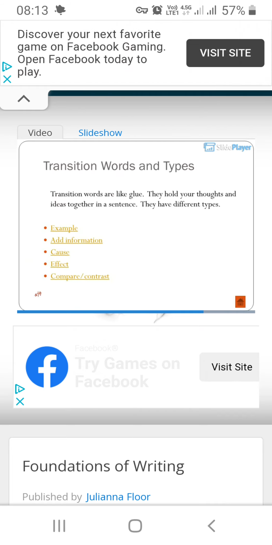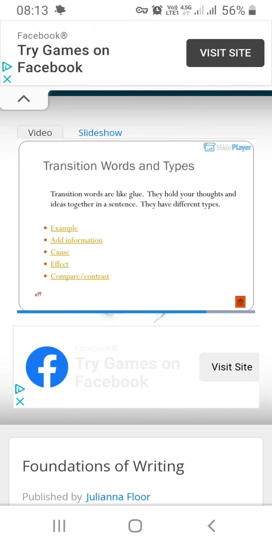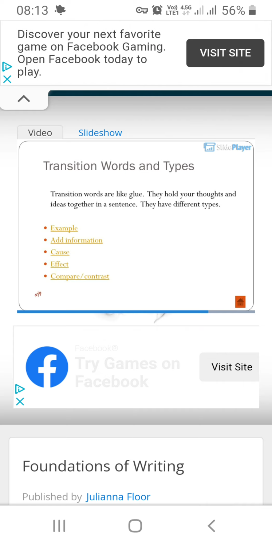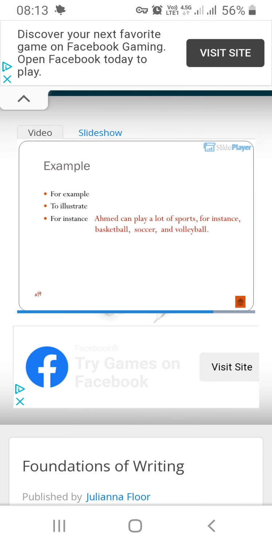Transition words and types. Transition words are like glue. They hold your thoughts and ideas together in a sentence. They have different types: example, add information, cause, effect, compare and contrast. Example: for example, to illustrate.